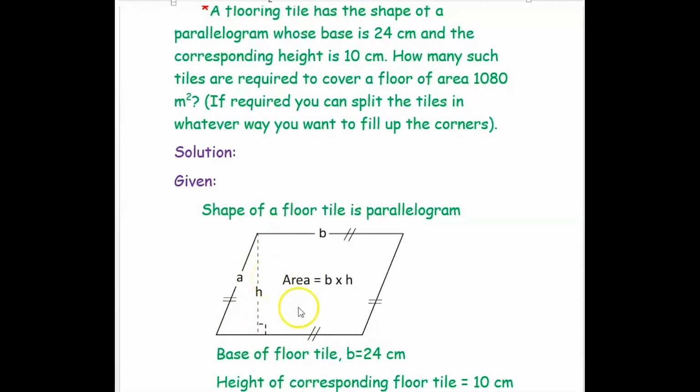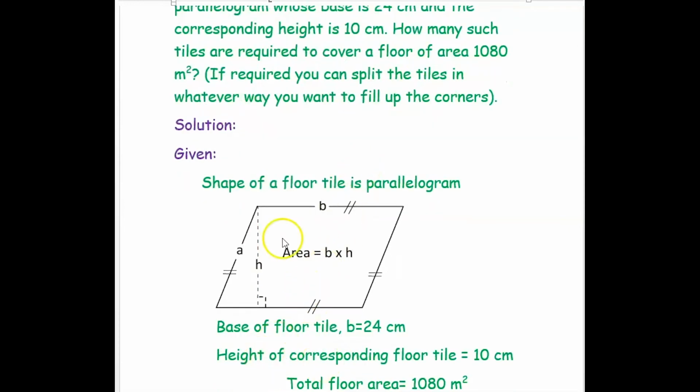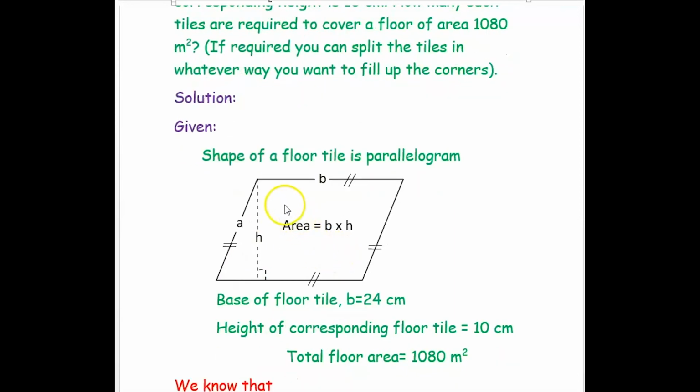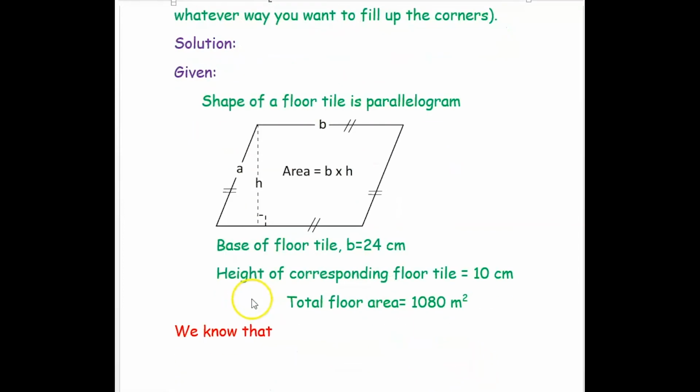Okay, so now it's given base of floor tile B is 24 centimeter. Okay, and the height of corresponding floor tile is 10 centimeter. So this is 24 centimeter and this is 10 centimeter. So the total floor area they have given 1080 meter square. So this is one tile. The given measurements are for one tile, but the total floor area is given 1080 meter square. So we want to find the number of tiles.